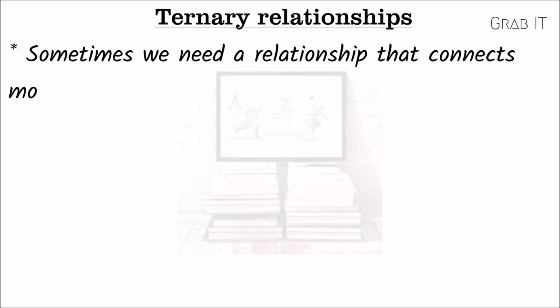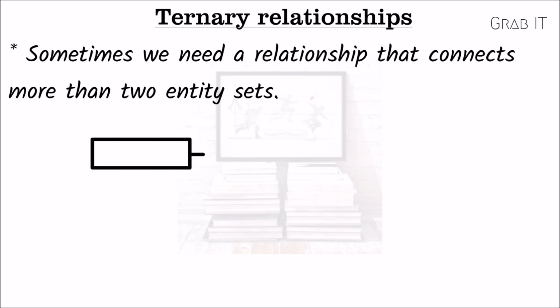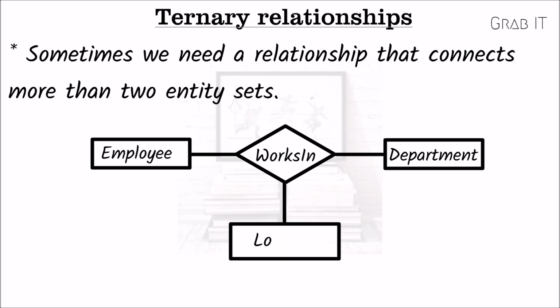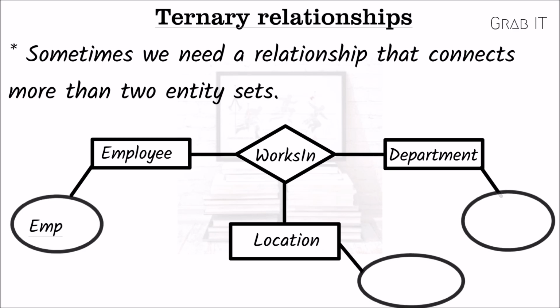Ternary relationships. Sometimes we need a relationship that connects more than 2 entity sets. If we located the location entity in the department entity, it is quite like matching. Imagine that there is a company that usually transfers employees to several departments. So in the meantime, if anyone wants to check which employee is working in which department, it is better to store it in a new entity.